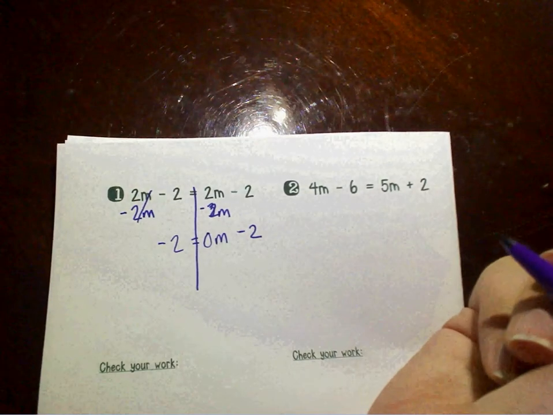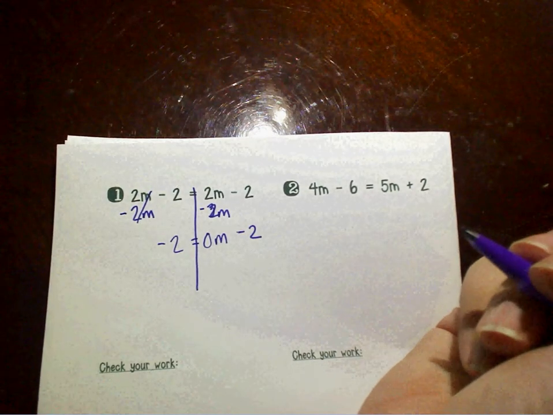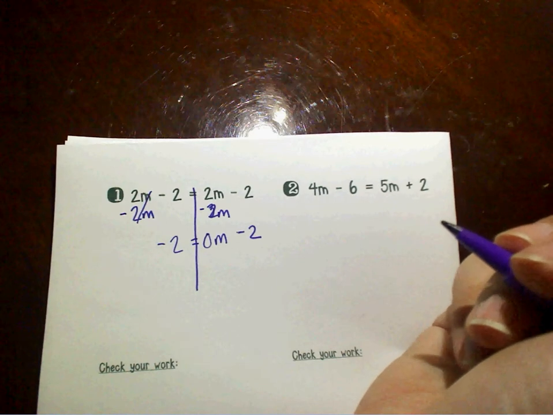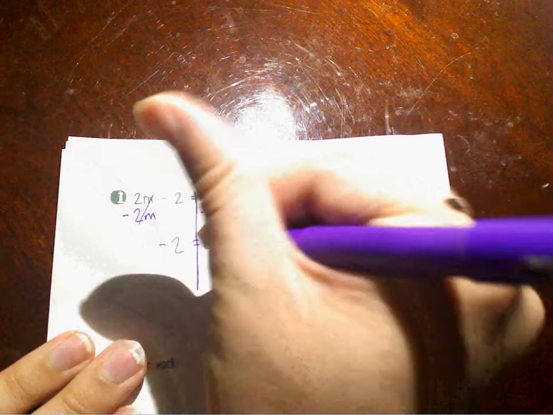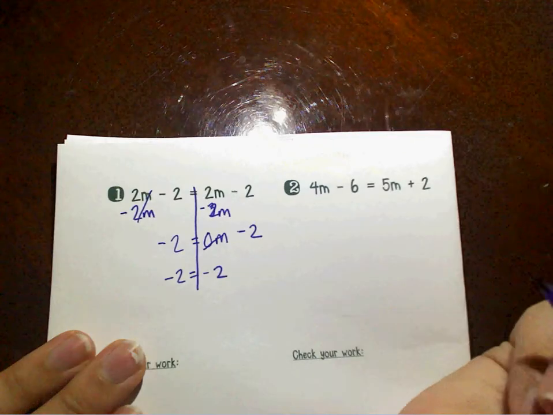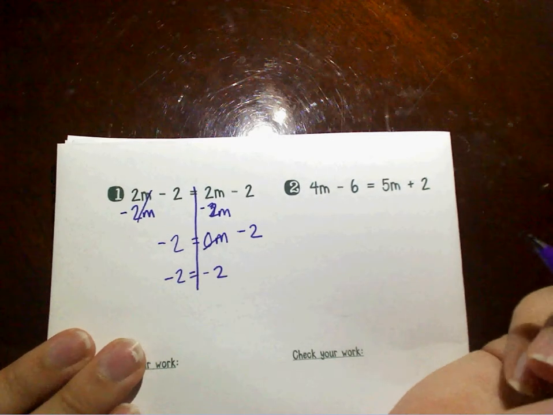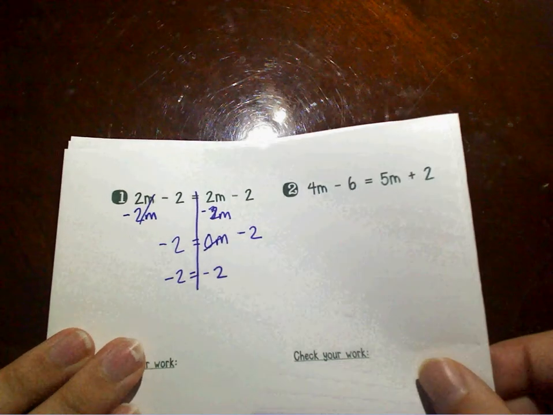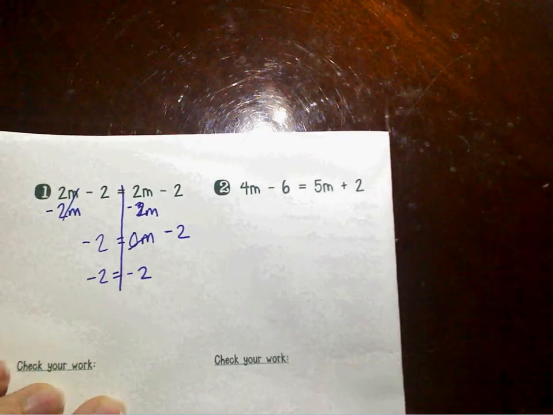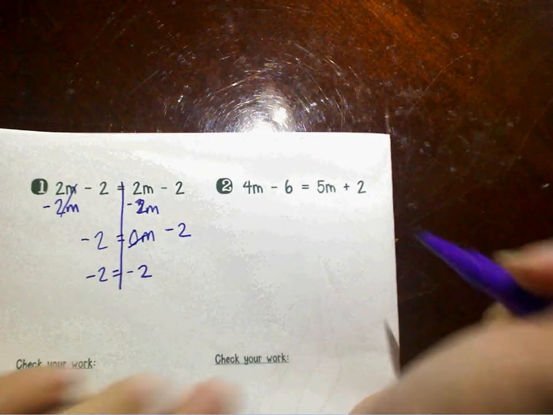This is actually a special case. This problem, we'll talk more about these next week. But what's going to happen is you don't really get an answer because you have 0m. Really this can go away. So all we're left with is negative 2 equals negative 2. And we can't solve any more than that. We'll come back to what that really means on Tuesday of next week.